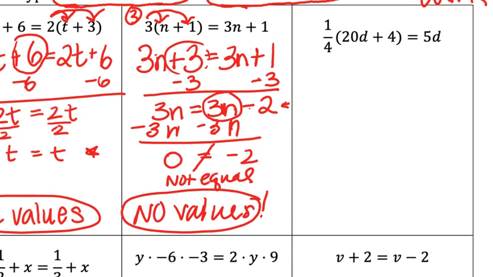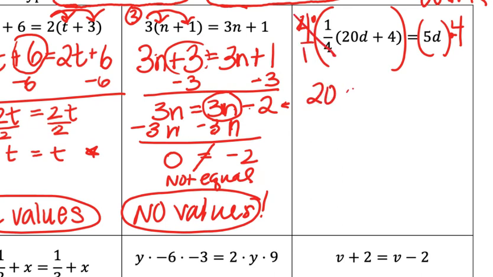Okay, let's look at our last one on this row. Let's distribute. Oh, I take that back. Let's multiply each side by 4. You'll see why in a second. 4 times 1/4 gives me 20d plus 4. 4 times 5d gives me 20d.